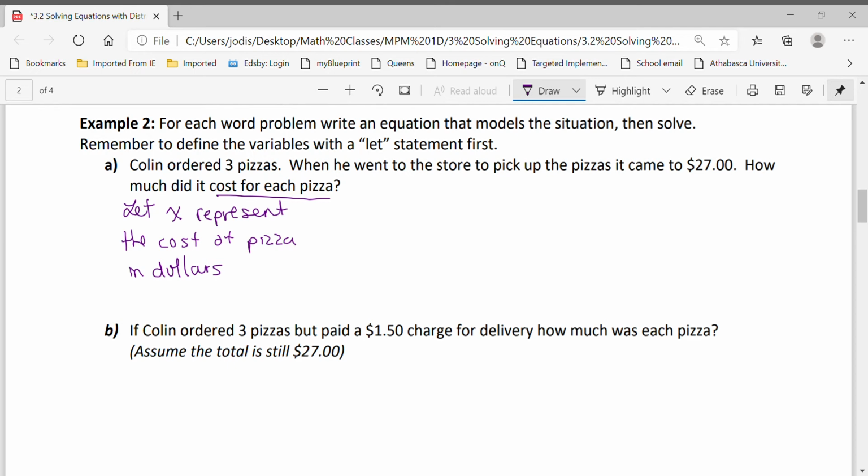So it says that he ordered 3 pizzas. So we have 3 times whatever that cost of the pizza is. And when he went to the store, it cost $27. So 3 times whatever the pizza cost equals 27. So in this case, when we solve this, we just need to divide by 3 to get rid of that 3 there. So 27 divided by 3 is 9. So we could say, therefore, price of a pizza is $9. I wish.